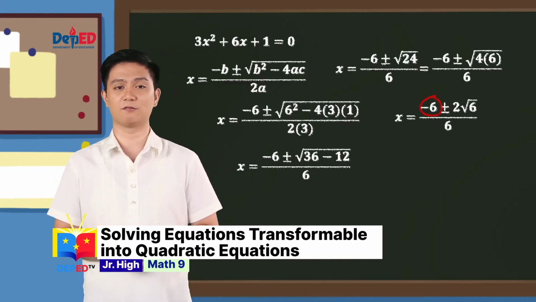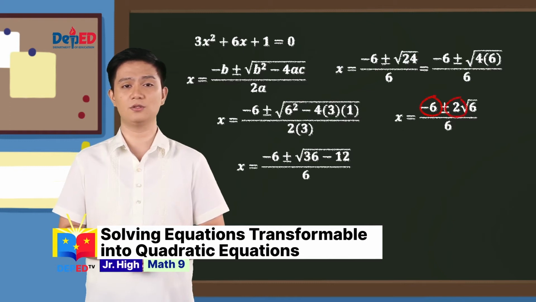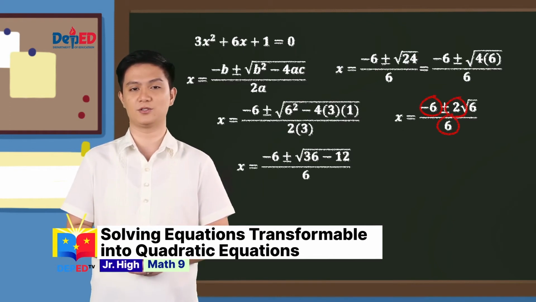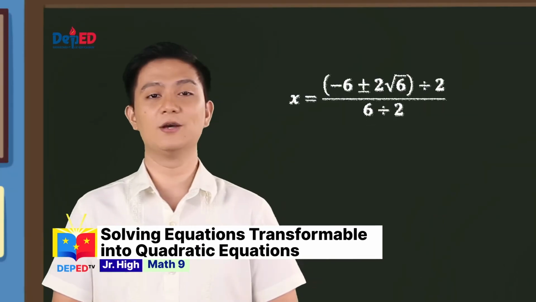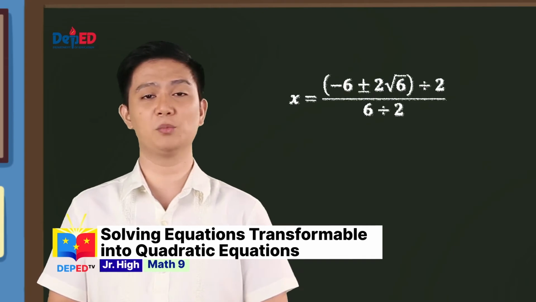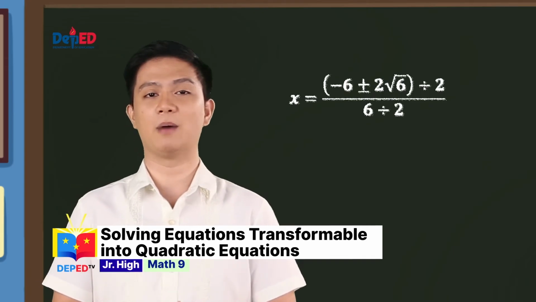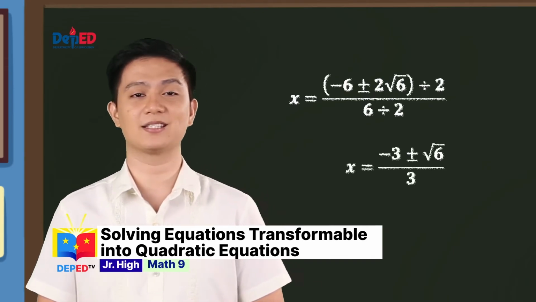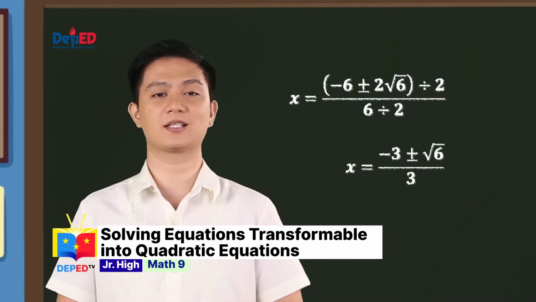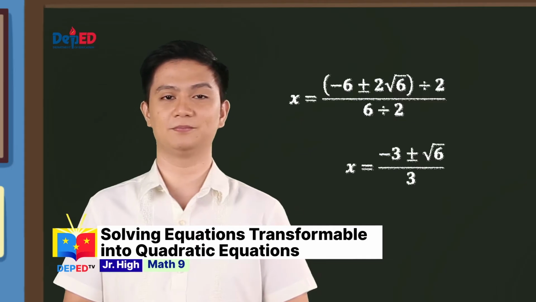The constant negative 6, the coefficient 2, and the constant 6 in the denominator are all divisible by 2. So, we can reduce the expression to its lowest term by dividing both the numerator and the denominator by 2. Thus, x is equal to negative 3 plus or minus square root of 6 all over 3.